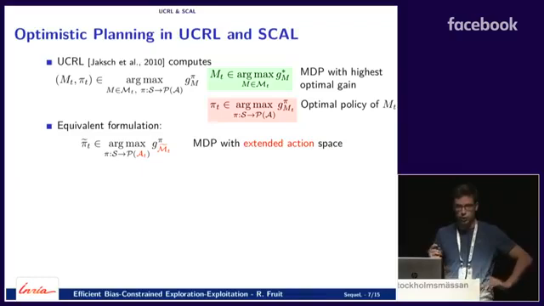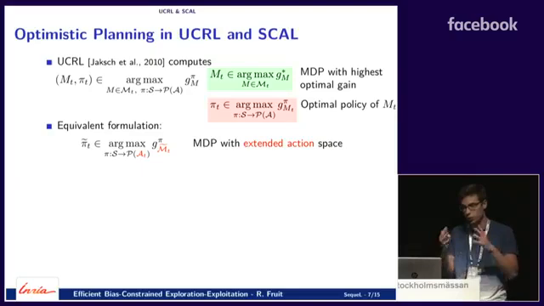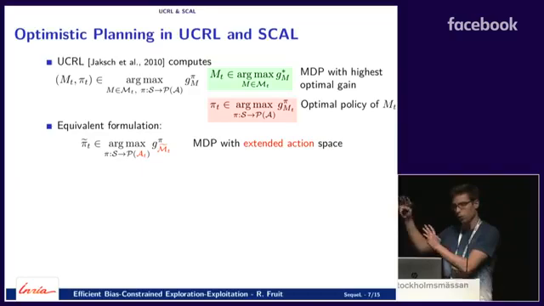which has the same state space but a different action space. So the action space is richer somehow. There are more actions than in the original MDP. And we call it the extended action space, and the corresponding MDP, the extended MDP.